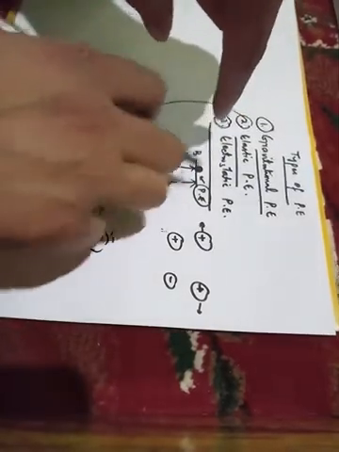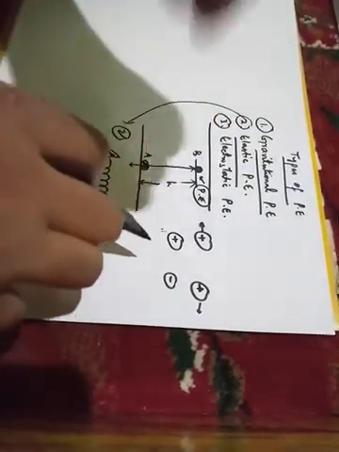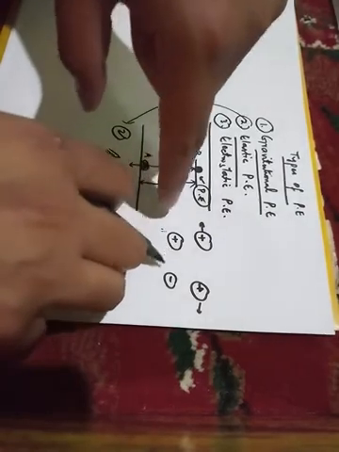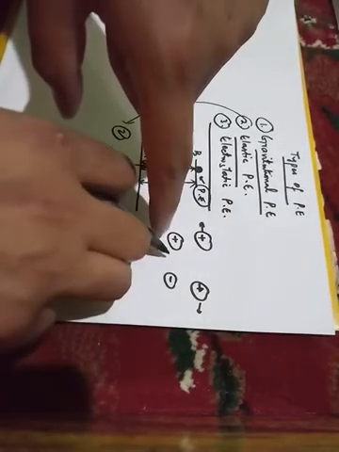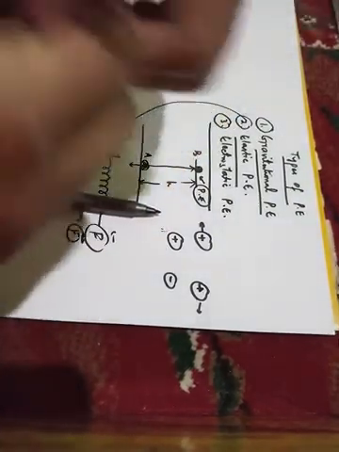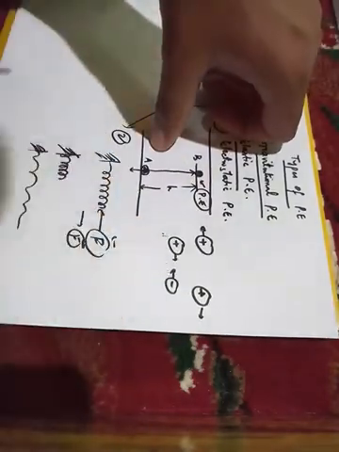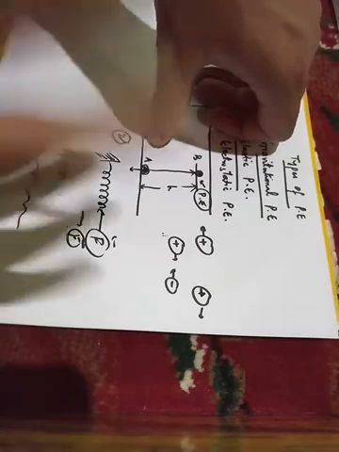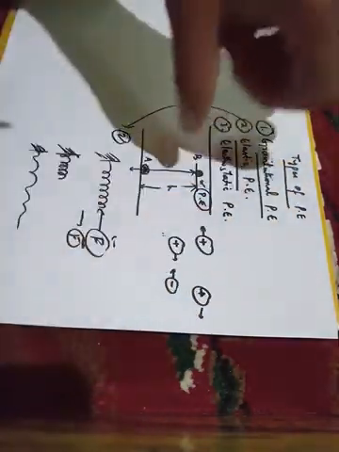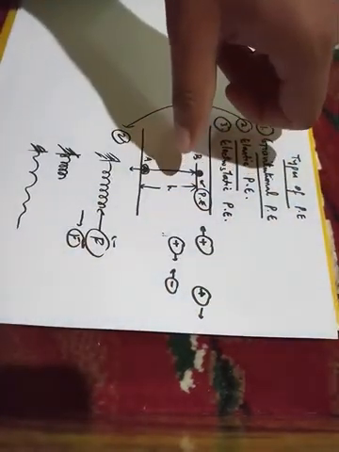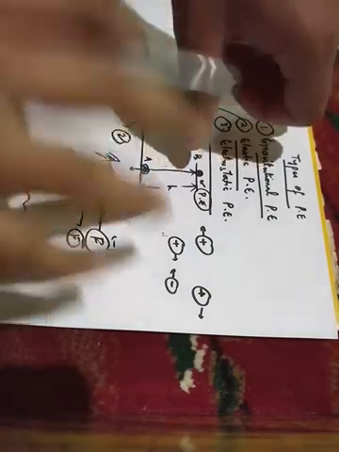That work is said to be stored in the form of an energy, in order to make them move away from each other. Because the system is unlike, they are going to attract. Some work has to be done in order to make them aloof from each other. That work is stored in the form of an energy. That energy is called electrostatic potential energy.